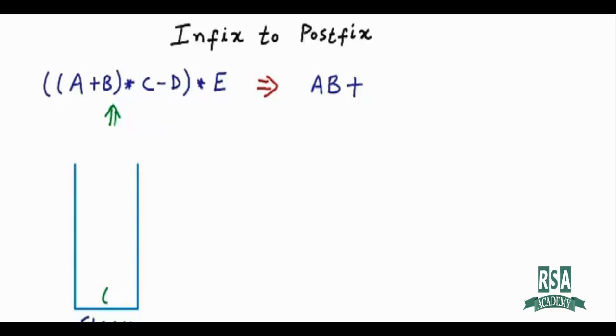Let's move on now. Next we have an operator. We need to look at the top of the stack. It's an opening parenthesis. This operator will simply be pushed. Next we have an operand. Next we have an operator.